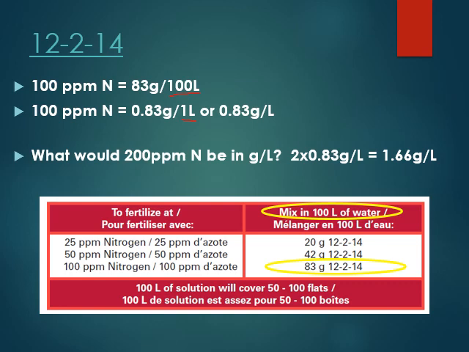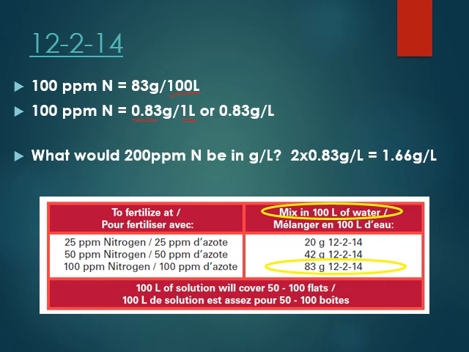So for 100 ppm, we've got 83 grams in 100 liters. So we go from 100 to 1, that's 2 decimal places. So let's go 1, 2. So that's 0.83 grams per liter. So 0.83 grams per liter for 100 ppm nitrogen.